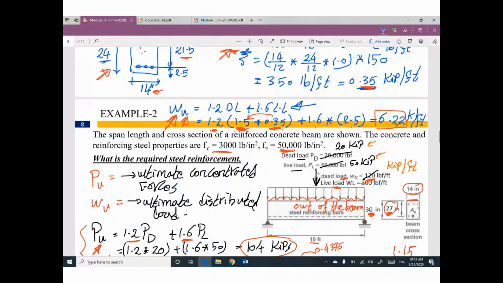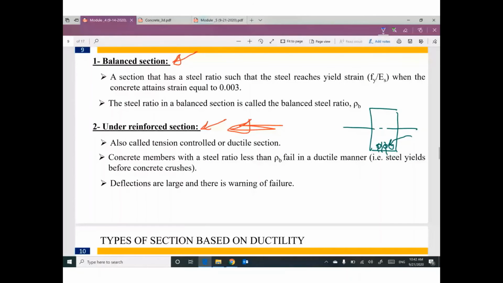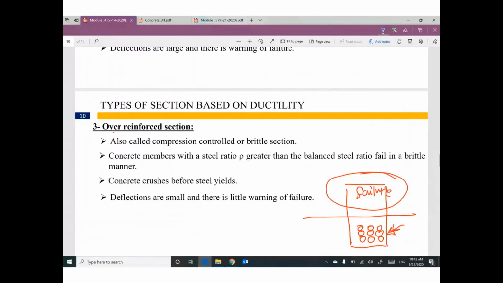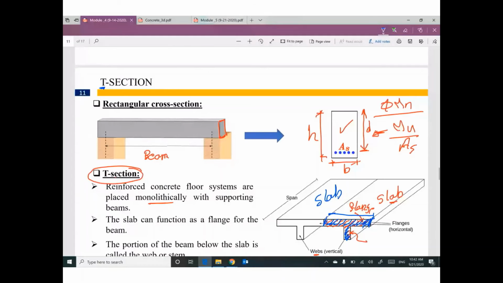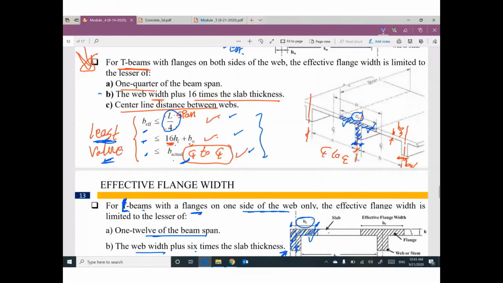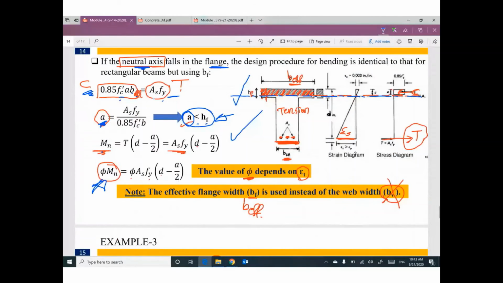In this module we also learned the types of cross section. We have balanced section, under reinforced section, and over reinforced section. We also learned different kinds of sections. T section: if you have a beam connected to a slab, the slab will work as a flange to this beam. We have 2 scenarios. Probably the neutral axis will fall within the flange thickness, which is very, very simple. Just a few steps, that's it.